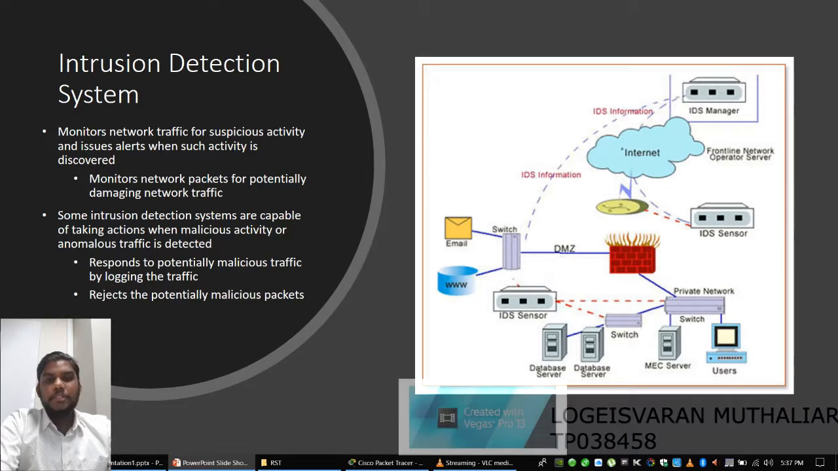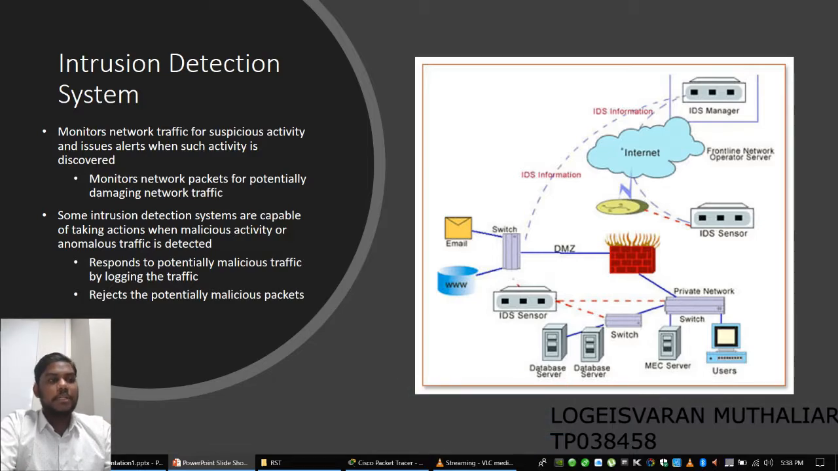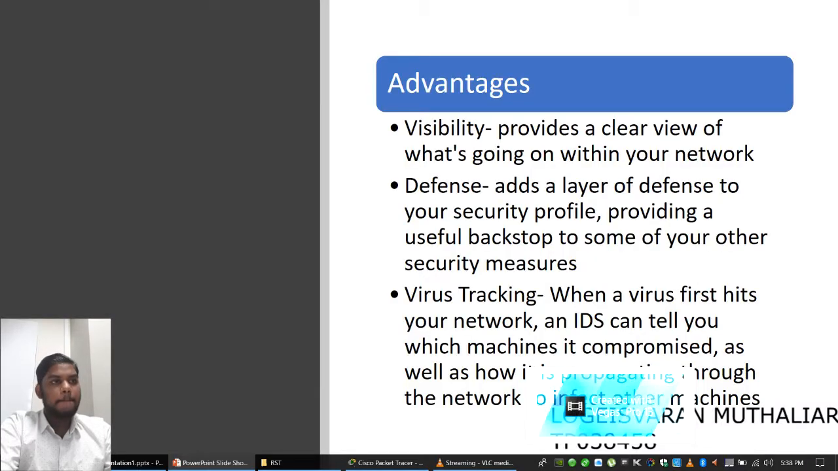Moreover, some intrusion detection systems are capable of taking actions, not just working as a sensor, but also taking some actions when malicious activities or anomalies in traffic are detected. Some of the actions taken by the intrusion detection system are that they will respond to the potential malicious traffic by logging the traffic and rejecting the malicious packets from entering the network itself.